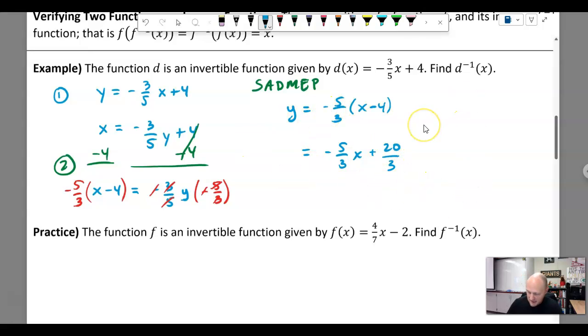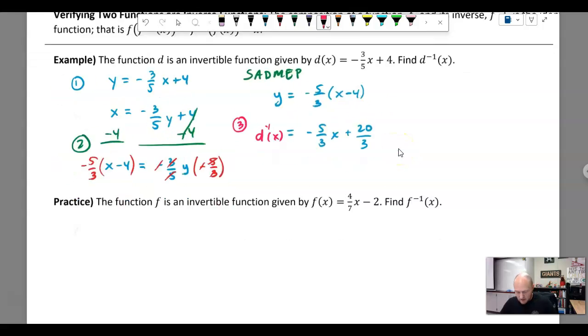Now the last step, this is, I guess, step 3, is I need to put this back in inverse notation. So the function was originally called d. I'm going to call this d inverse of x. It's -5/3 x plus 20/3. There you go. Okay, so here is a practice problem.